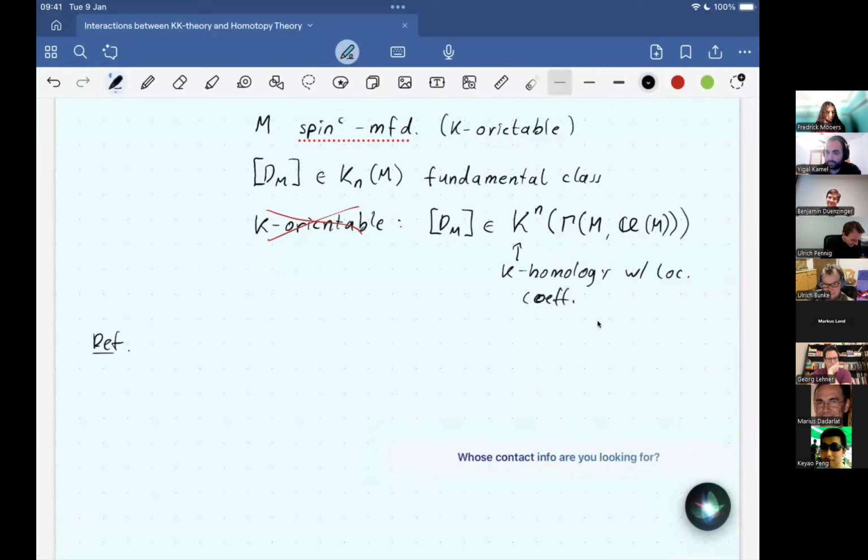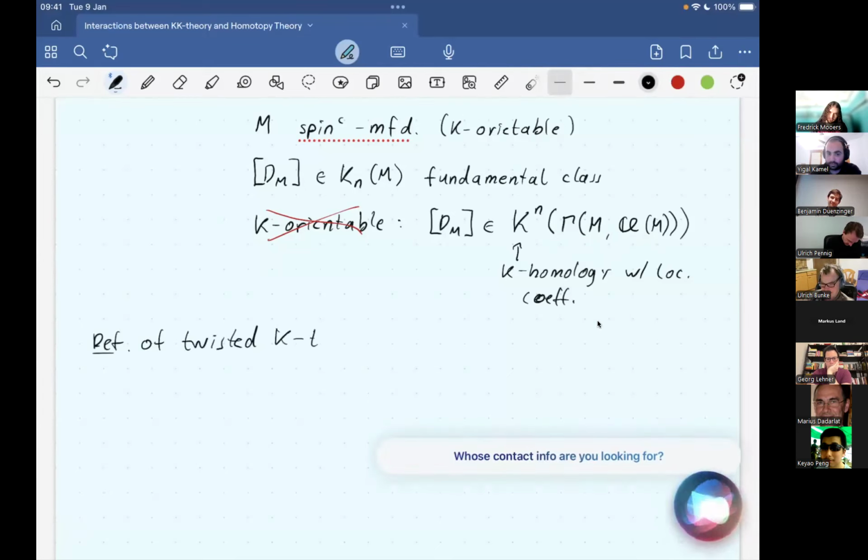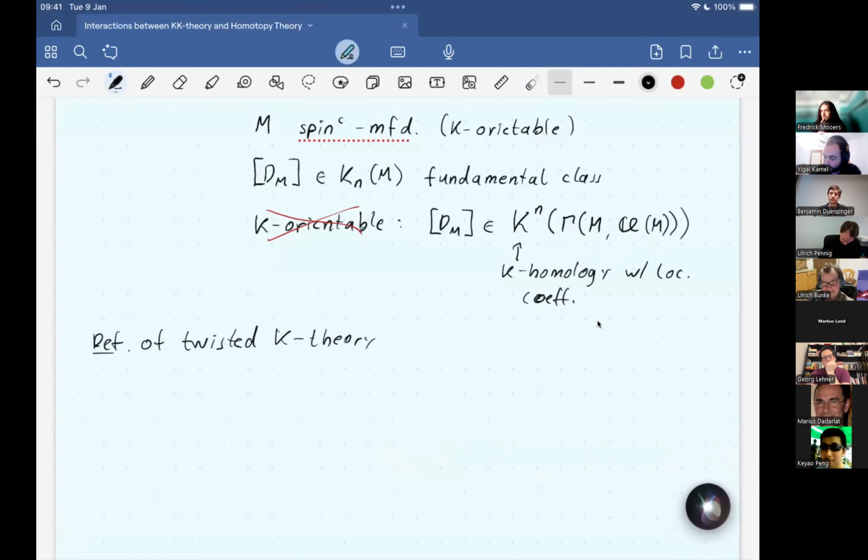I'm sorry. This will happen a lot. And this leads to the definition of twisted K-theory. Can I switch this off? I can't.